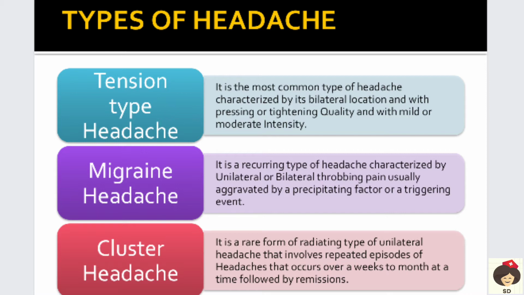And next is migraine headache. This is one type of recurring headache. Recurring means it can keep on occurring after a month or after a week according to the condition of the person. Due to any stress or any triggering events, the headache will occur, and it is of unilateral or bilateral type. That means on one side of the head the person may feel the pain, or it can occur on both sides of the head, and it is mainly aggravated by precipitating factors. A precipitating factor may be any stress or any excessive emotions like excessive happiness or excessive grief. Anything can aggravate the headache.